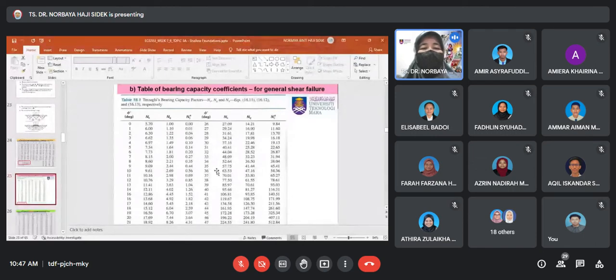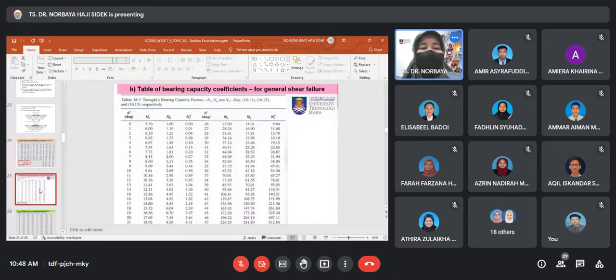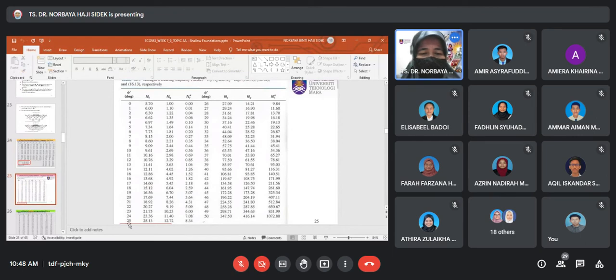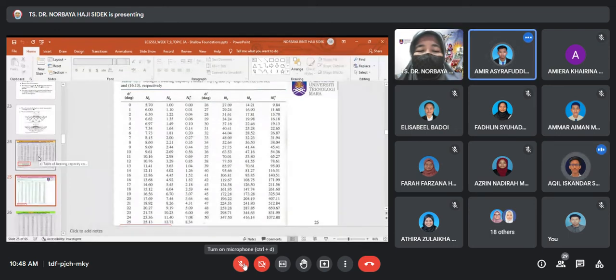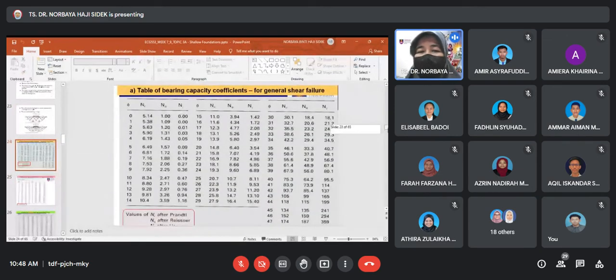Same goes to here. We need to find the phi value of the soil. Just now we were referring to 24. So now we go for the 24. Here, what is the value for NC? 23.36. NQ? And gamma? Is it the same or not? No, it's different. Why different? Because we are using a different table.